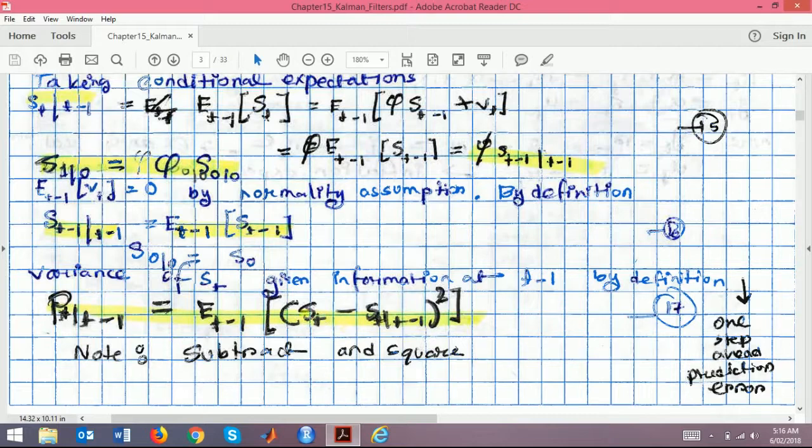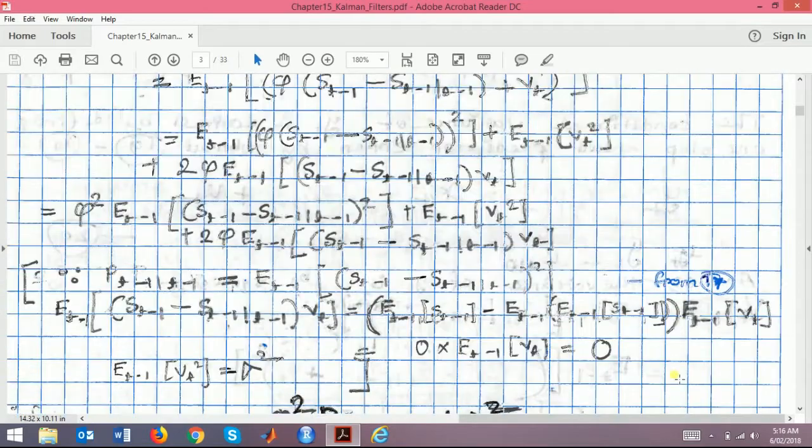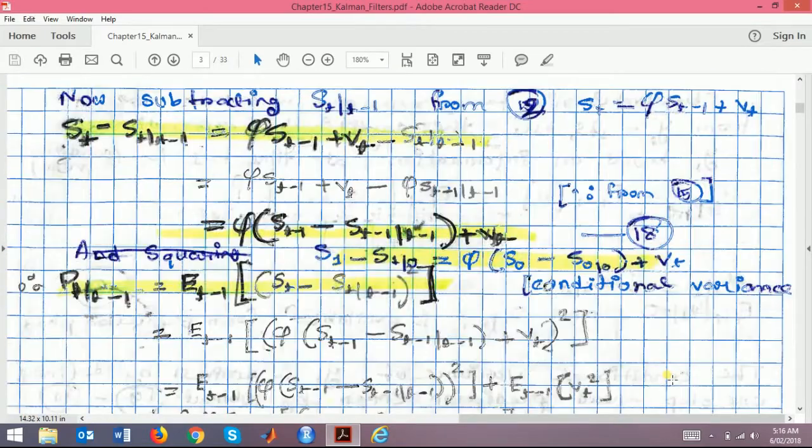So this gives you the one step ahead prediction error by definition. And what will happen? What is the difference? Well, s1|0 is basically phi s0|0, right? So s1 minus phi s0|0. We need to remember these as we go forward: s0, then s1|0, which is phi times s0 conditional on 0.